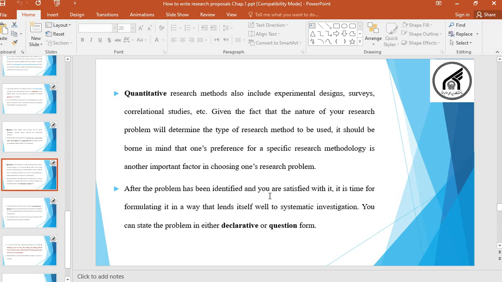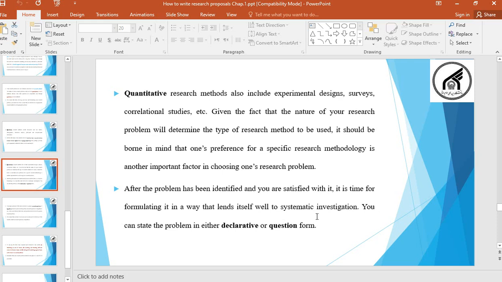After the problem has been identified, you're satisfied with it. It is time for formulating it in a way that lends itself well to systematic investigation, right? That is matched with systematic investigation. You have to design it or arrange it in a way that can be analyzed systematically. How the participants are going to answer the question, how the data is going to be collected, what kind of tools are going to be used, right? That's why we say it should be systematic.